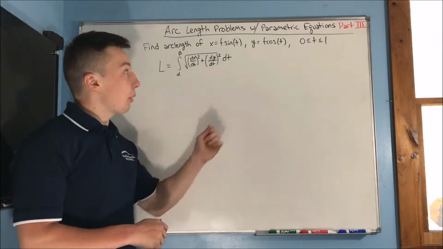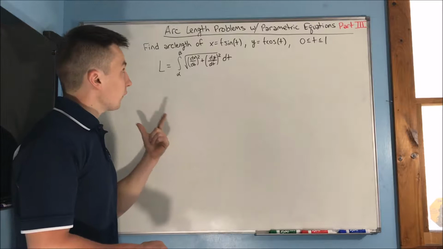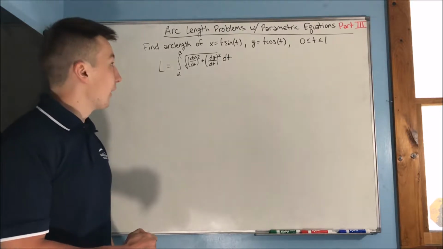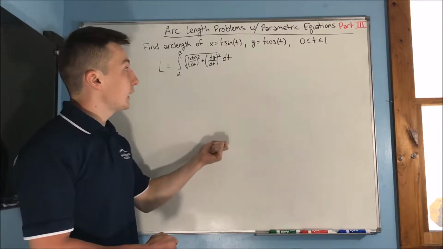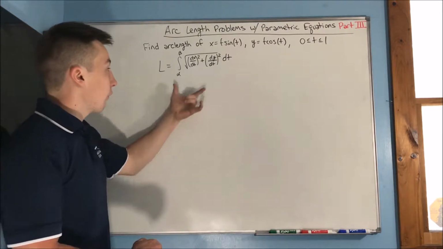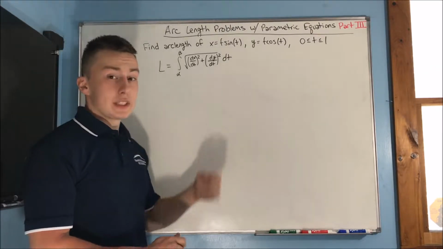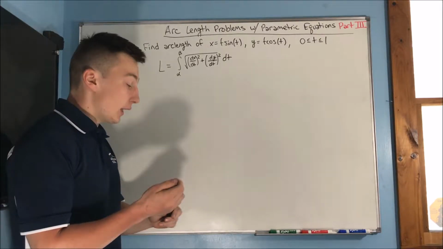All right, so this is going to be part 3 of arc length problems with parametric equations. So we have our problem up on the board here. Find the arc length of x equals t sine t, y equals t cosine t from 0 to 1. And we have our arc length equation right up on the board here. Okay, so first things first, find dx/dt, find dy/dt.